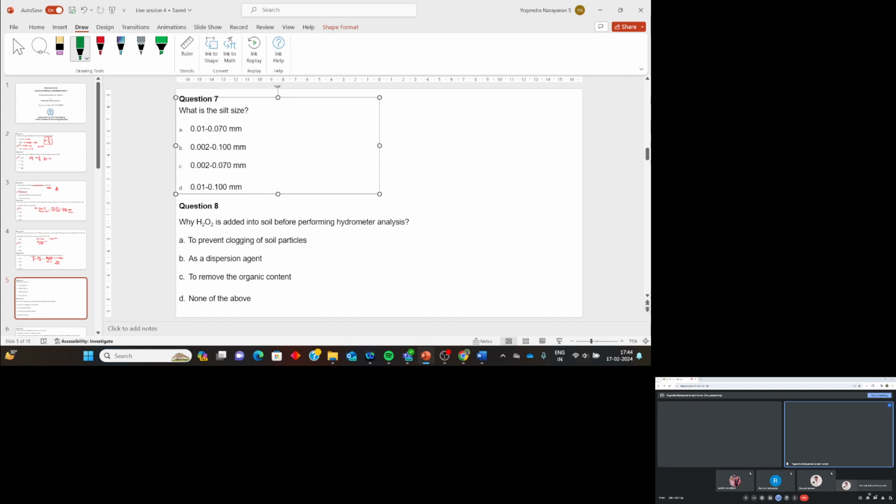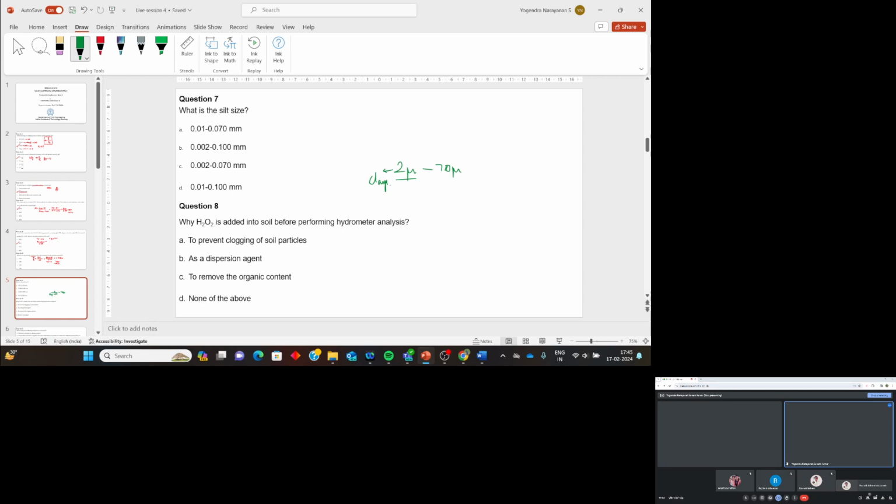When you convert it into microns, it will be 2 microns to 70 microns. So particles less than 75 microns are known as fine grain soils. And less than 2 microns are known as clays. That's right. Clays. So please keep in mind.